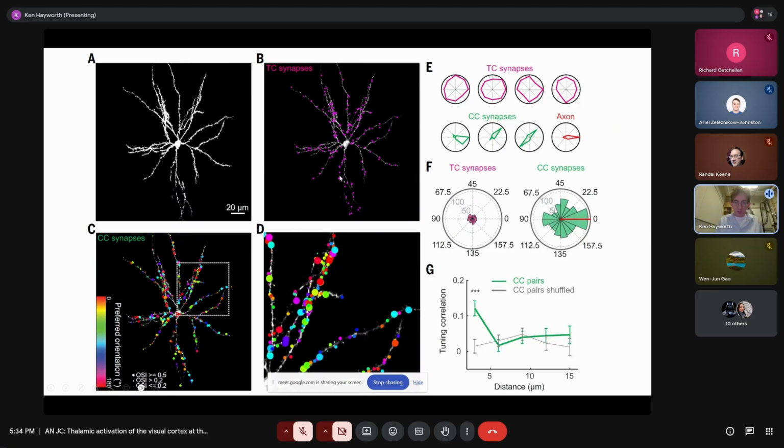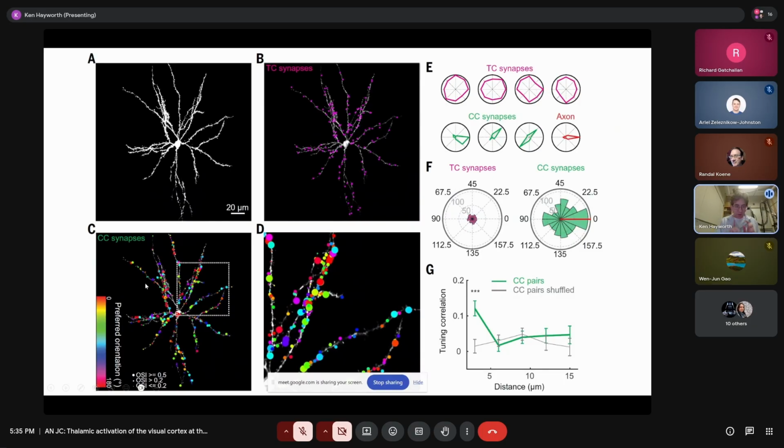The thalamocortical synapses are in pink here. You can see they're all over the place. They're not clustered or anything. They're just wherever the axon from the LGN passed the dendrite. And all of them have responses that are not orientation selective. So it doesn't matter which direction the grating is going, it responds fine.